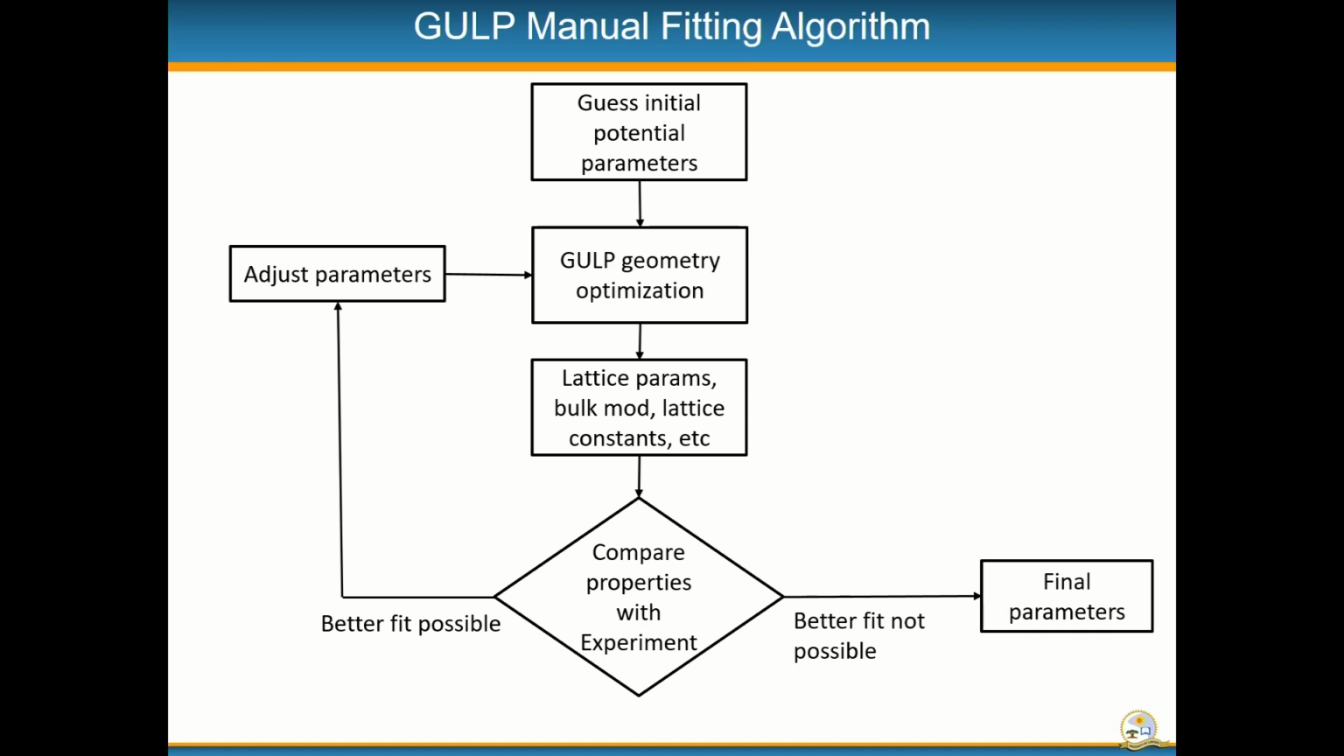Okay, so here is how you would manually fit your potentials. You need to guess the values for your parameters, and then you run a geometry optimization, and that gives you your lattice parameters and your properties, and then you compare them with experiment. And if it's not possible to improve them anymore, you can take them as your final set of parameters. If not, you continue to improve them. But the question here has been, how do you optimally adjust these parameters?